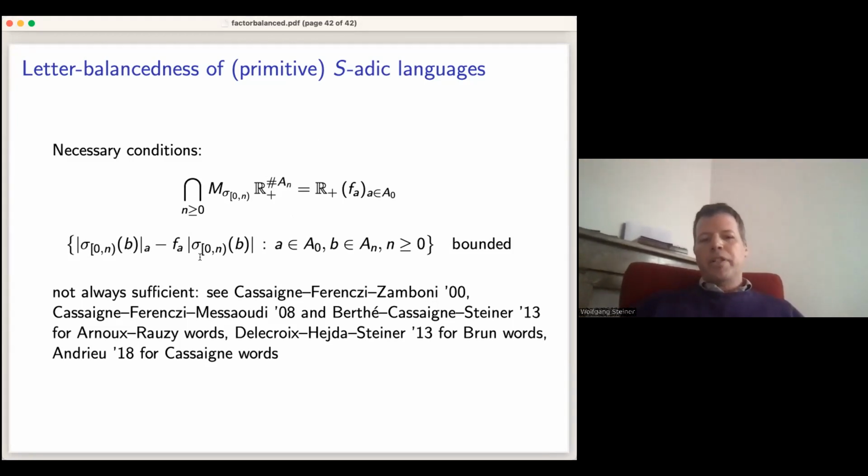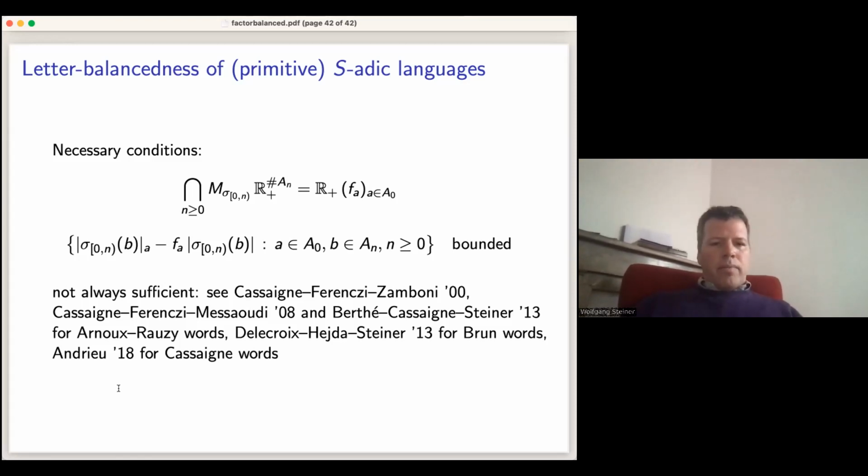But this is not always sufficient. For example, Cassaigne, Ferenczi, and Zamboni constructed Arnoux-Rauzy words that are unbalanced for letters. I think that for all Arnoux-Rauzy words this condition is satisfied, but if you make a more refined analysis, then you find words where you are arbitrarily far away. There are also other papers on Arnoux-Rauzy words and balancedness, and papers for Brun words, which use similar techniques as Cassaigne, Ferenczi, Zamboni, and for Cassaigne words.